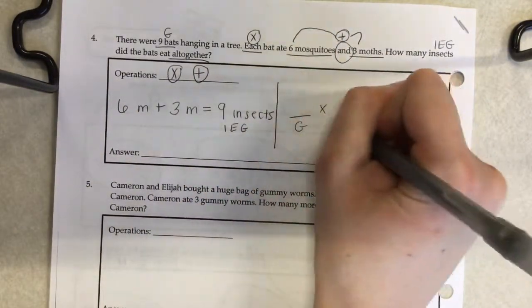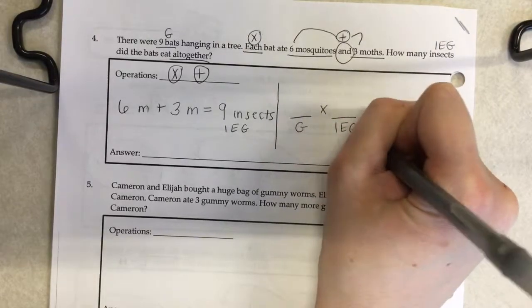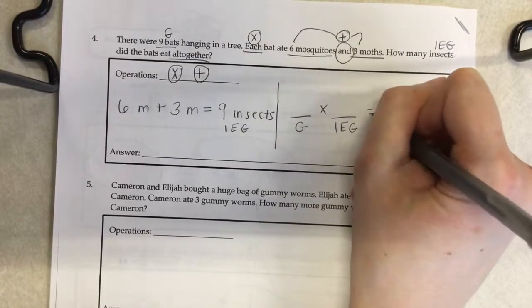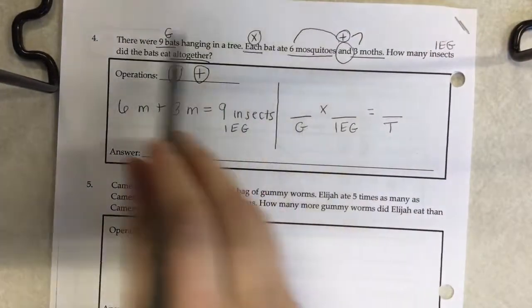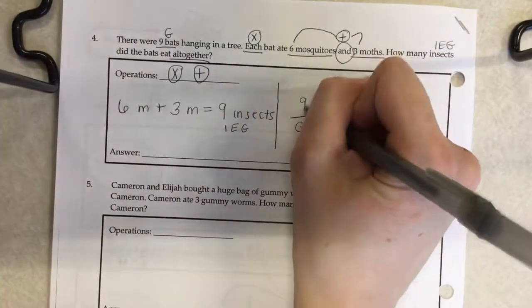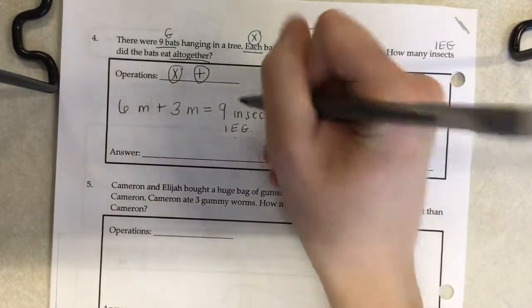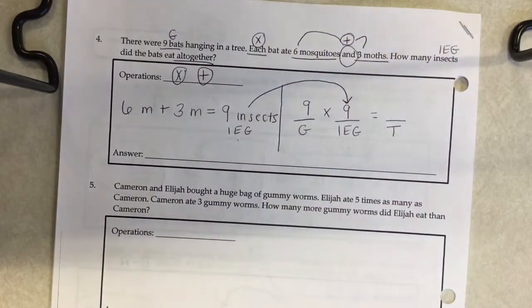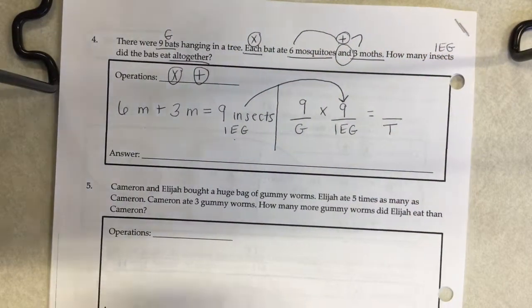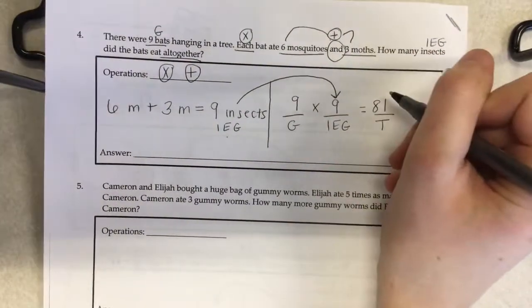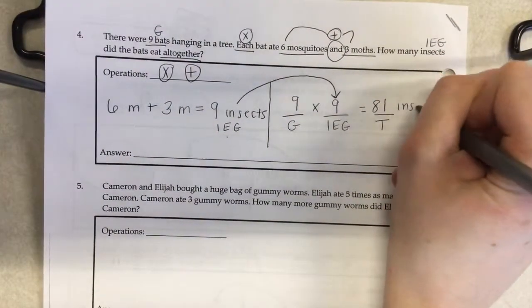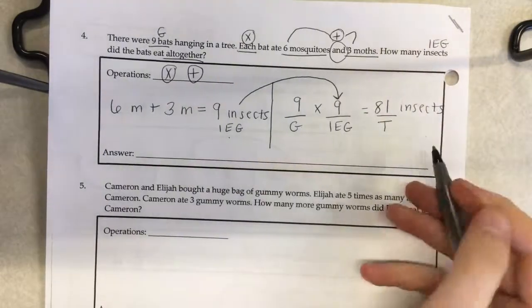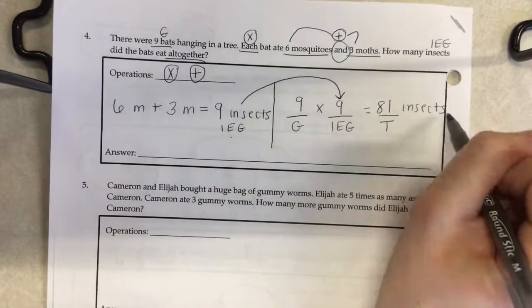Multiplication problem, set it up. Groups times in each group equals your total. My groups from my problem is 9 bats. In each group is what I just solved. They each ate 9. I say in my head, 9 times 9, 1 less, 81. 81 what? 81 insects. This is my final answer. It's how many insects the bats ate all together.